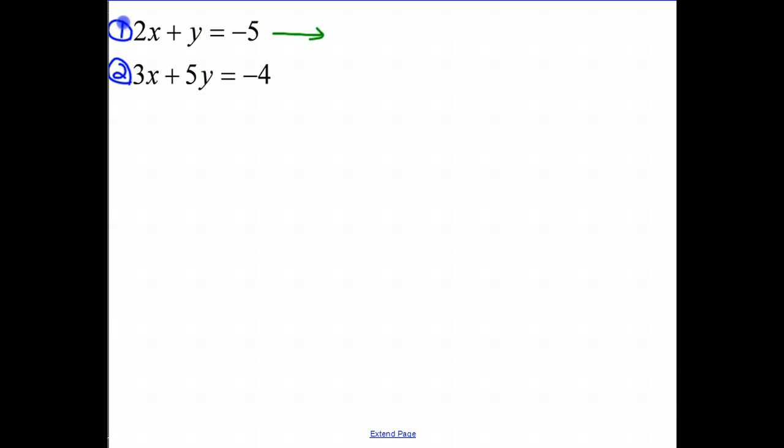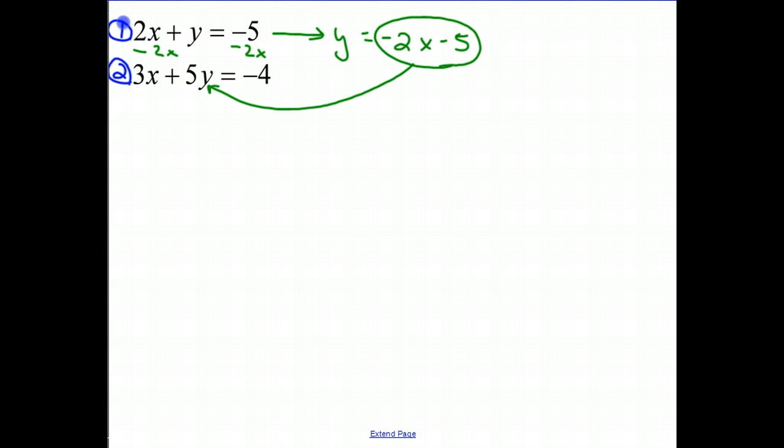We just need to subtract 2x. So to change this equation, I'm just going to subtract 2x from both sides. And I now have y equals negative 2x minus 5, which is exactly what I want. In substitution, you need to get an equation equal to one of the variables, either a y equals something or an x equals something. So now that I have y equals something, I can take that something and plug it into the y in the second equation.